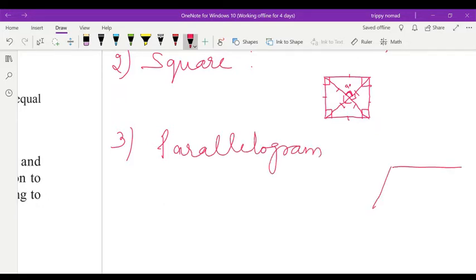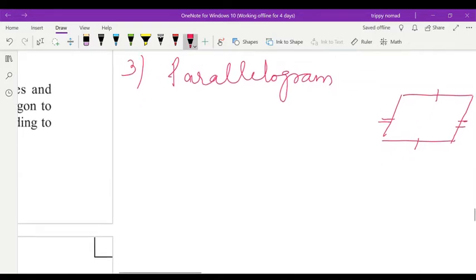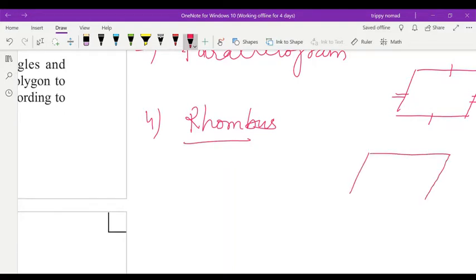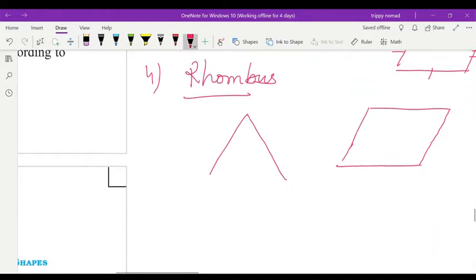A parallelogram has opposite sides of equal measure and parallel to each other. That is called a parallelogram. Parallel and of equal measure. Now the fourth one is coming, rhombus. All the four sides are of equal measure. It is a parallelogram with all sides of equal measure, and this type of figure is also called, children, a rhombus.